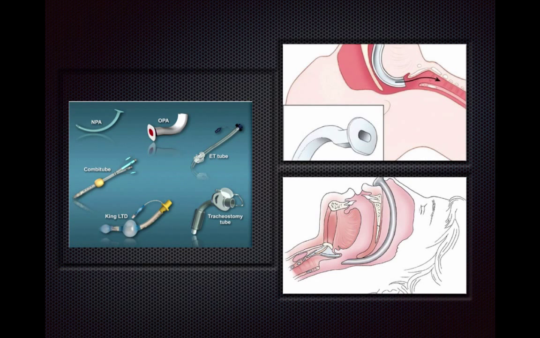Okay, so here are a couple of pictures of different adjuncts, ranging from the very basic to the most advanced. If you look at the photo in the top left-hand corner of your screen, we've got the NPA, moving clockwise to the OPA, the ET tube, the tracheostomy tube, the King LTD, and the Combitube. On the right-hand side, we're looking at the oropharyngeal airway and where it's supposed to sit anatomically, and then the NPA and where it's supposed to lay anatomically.